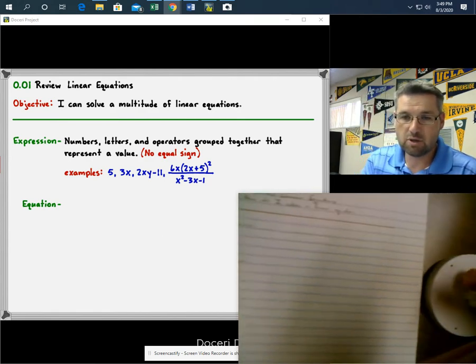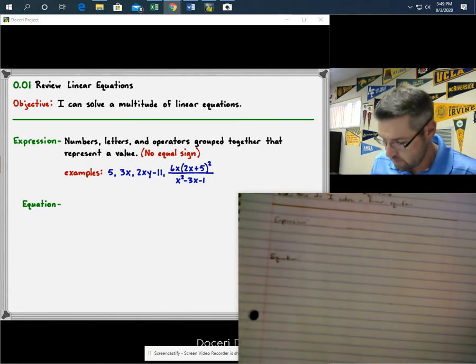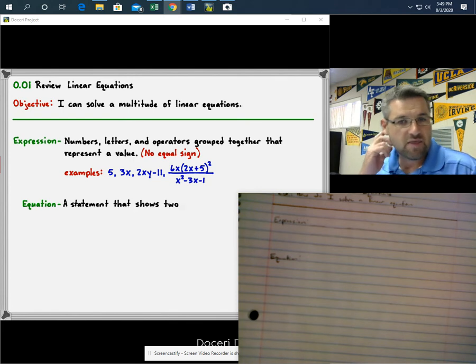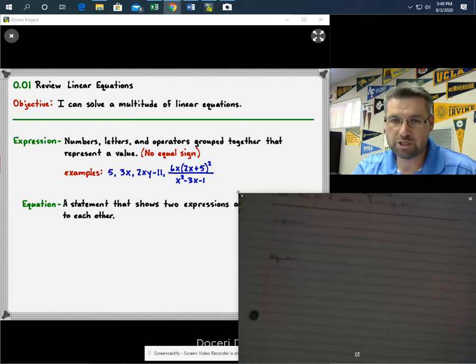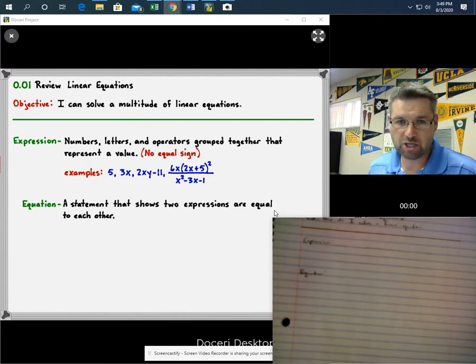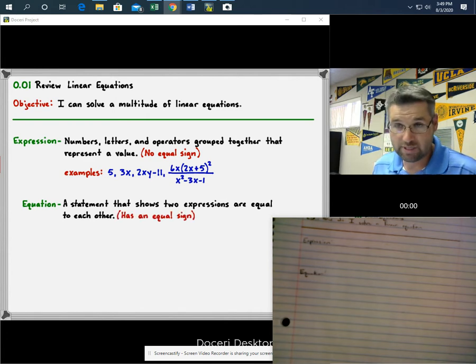And what does an equation mean? Forgive me, my notes are very blurry here. But what is an equation? Well, an equation is a statement that shows two expressions are equal to each other. Okay, an equation is two expressions with an equal sign in between. So it has an equal sign, whereas an expression does not have an equal sign.